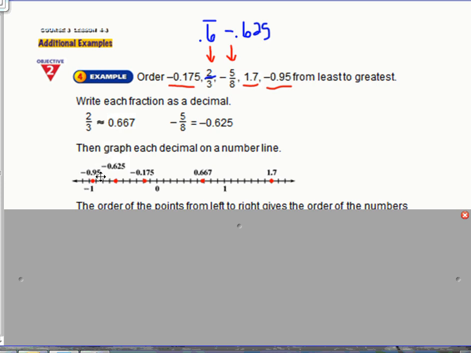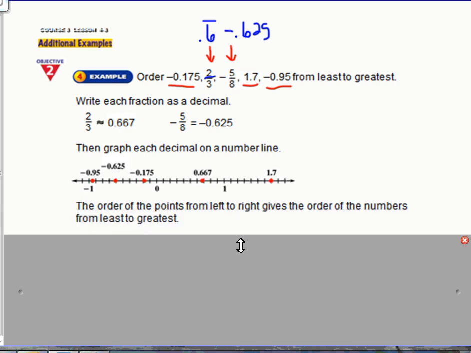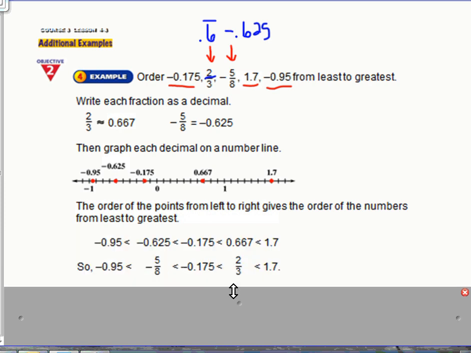Then we have -0.625. Then -0.75. Jump ahead to 0.667, which is our 2/3. We can either say 0.6 repeating or 0.667. They rounded it in this particular example. And then last but not least, we have 1.7. So the order of the points from left to right gives the order of the numbers from least to greatest.